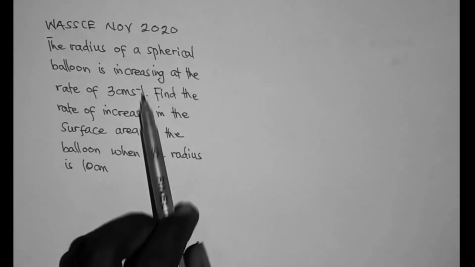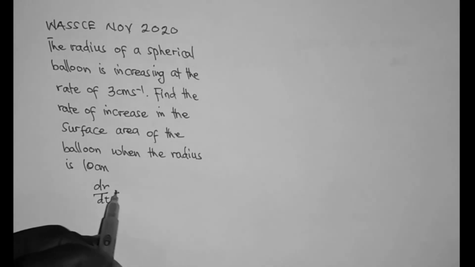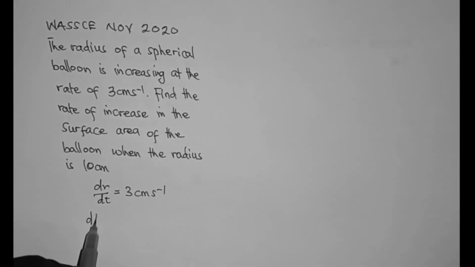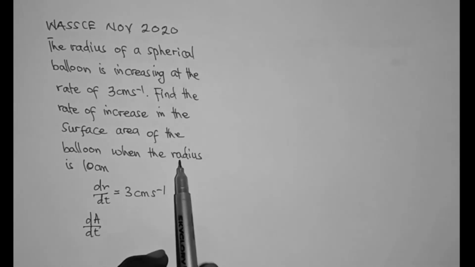So now, the radius is increasing at 3 centimeters per second. So this is dr/dt equals 3 centimeters per second. Find the rate of increase in the surface area. So we are looking for dA/dt of the balloon when the radius is 10 centimeters. So let's write a formula that links dA/dt and dr/dt. So we know that dA/dt is equal to dA/dr times dr/dt.